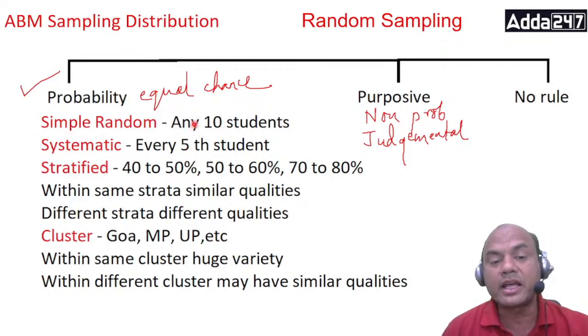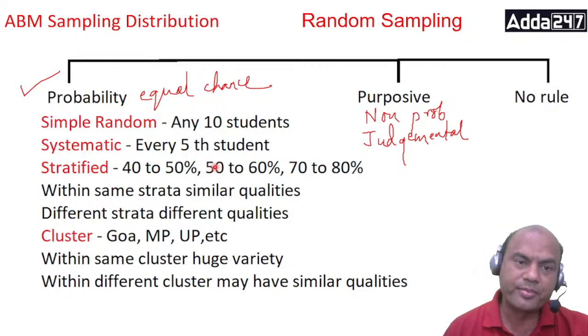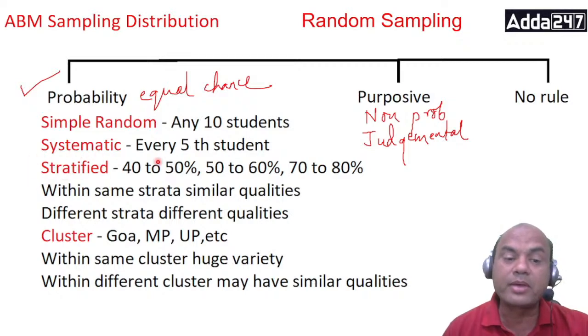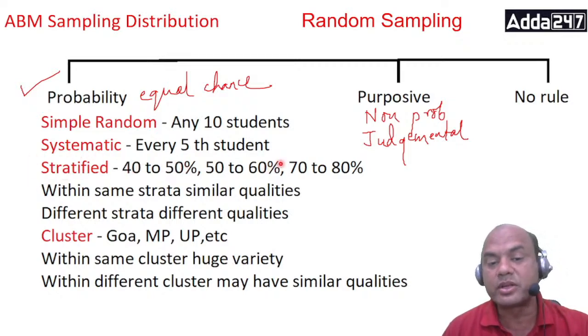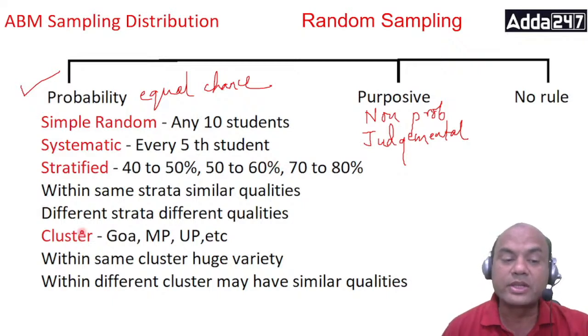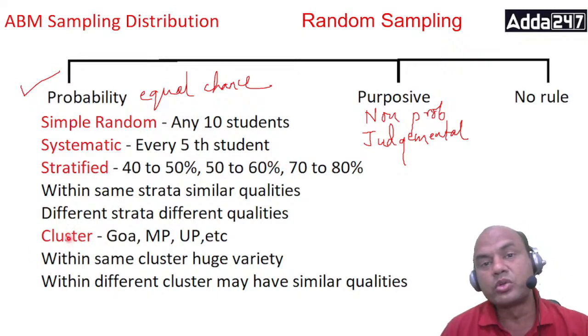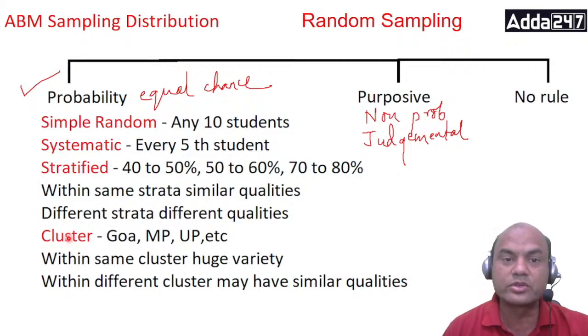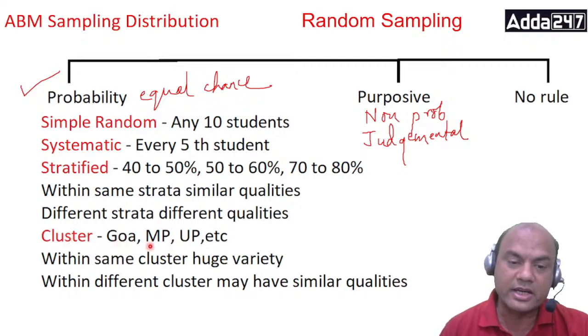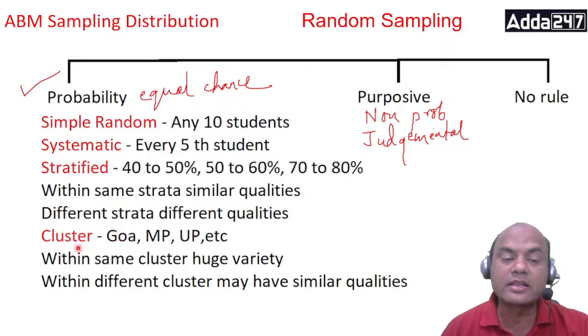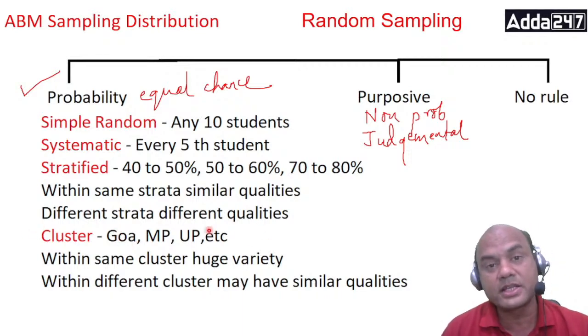Suppose I divide that class of 50 students by marks, those who have got 40 to 50% stand here, 50 to 60 stand here, 60 to 70 stand here, and so on. That will be called stratified. I am creating strata, creating levels. And the last one is cluster. Suppose I tell them, those who are from Maharashtra stand here, those from Delhi stand here, those from Tamil Nadu stand here, and so on for any state. So this is generally cluster. Cluster is generally related to region.